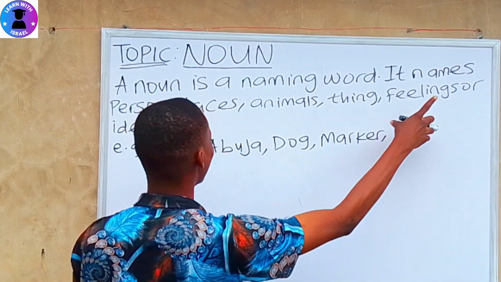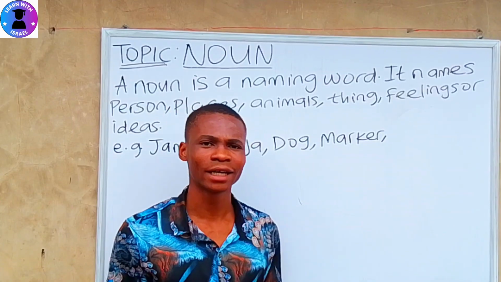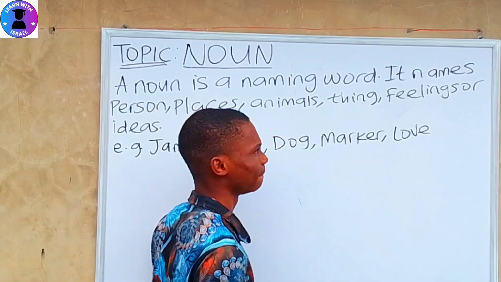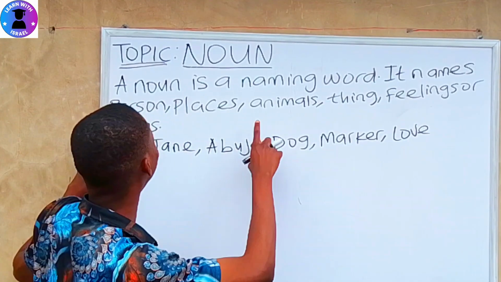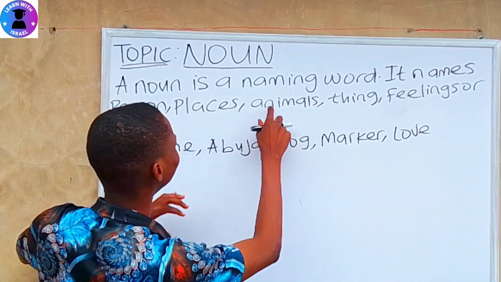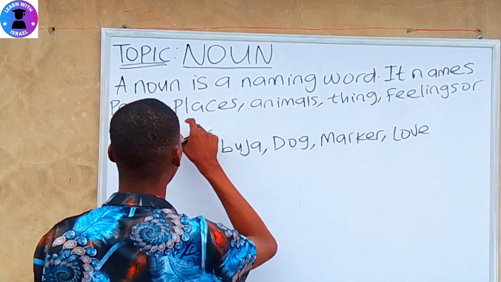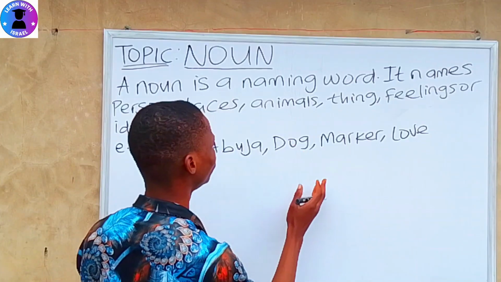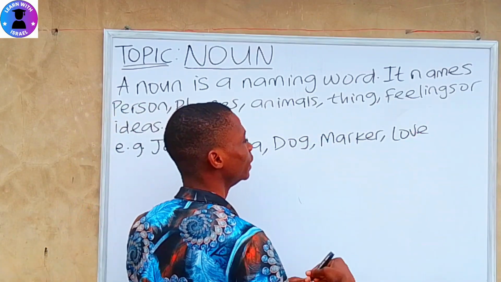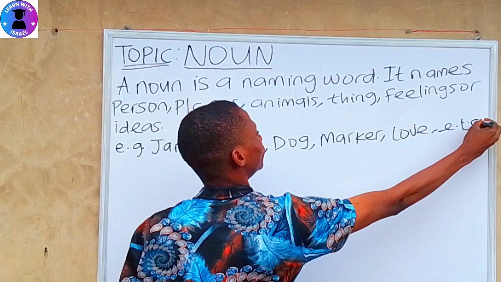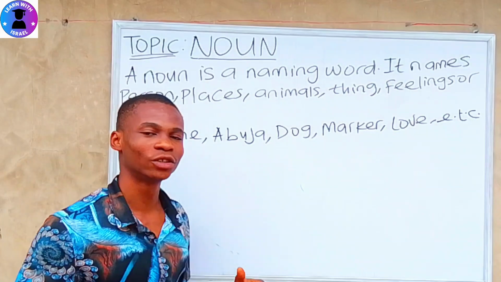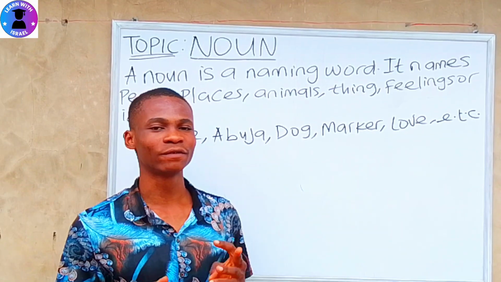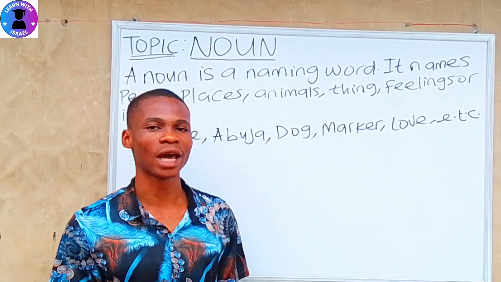Feelings or ideas. Feelings like love, care. Those are feelings. So a noun names a person, places, animals, things, feelings, or ideas. So these are examples. We have Jane, Abuja, dog, marker, love, etc. Before we dive into the types of noun, because we have 7 types of noun, I want to give you 3 examples that include nouns.